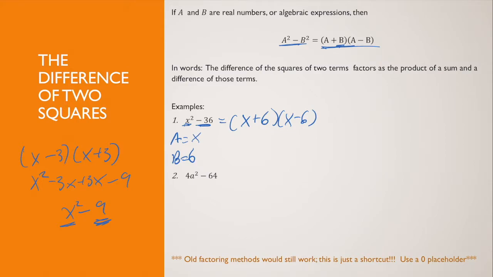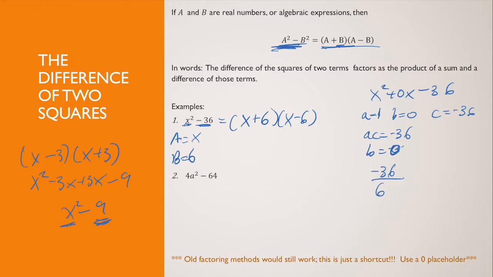But what if you didn't remember this rule? You can still find the factors of AC that add up to B by adding a placeholder, like we did when we were doing polynomial long division. So now A is 1, B is 0, C is negative 36, AC is negative 36. What are some factors of negative 36 that add up to 0? That's just going to be 6 times negative 6, and then you could go ahead and factor by grouping.